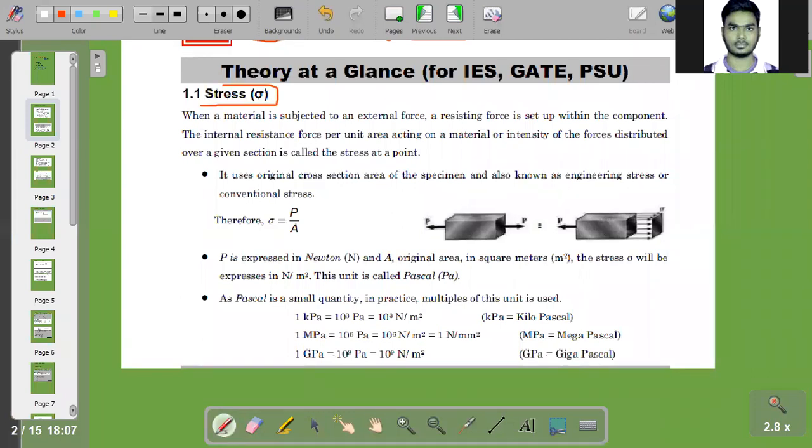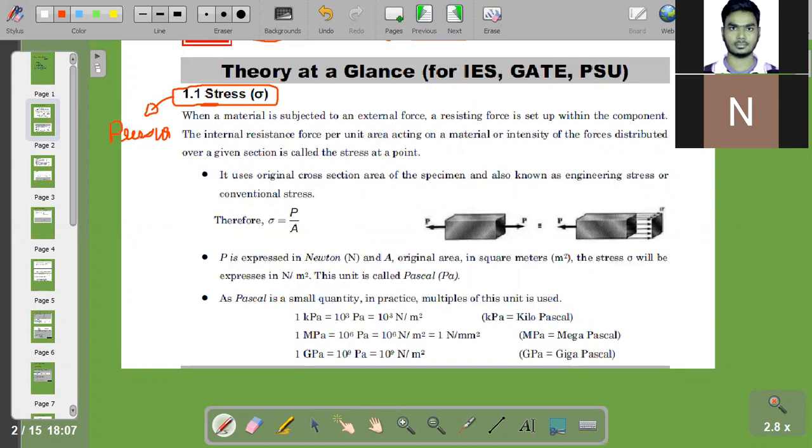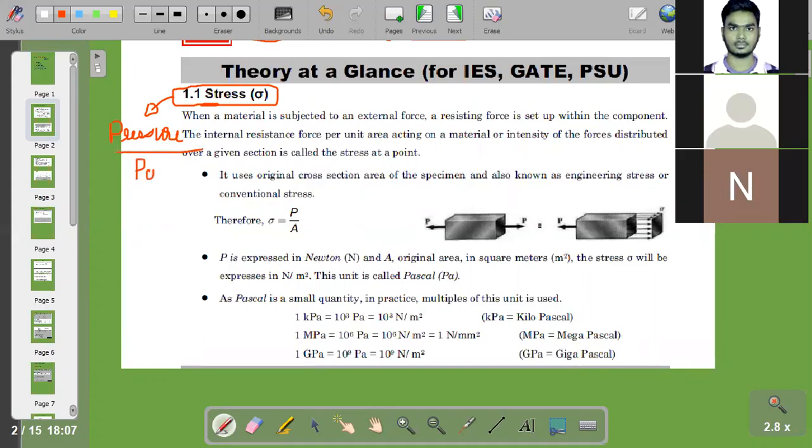First is stress. What is stress? Unit of stress is pressure. ठीक है? What is the unit of stress? Pressure, Pascal. So pressure क्या होता है? What is pressure? Pressure is force per unit area.